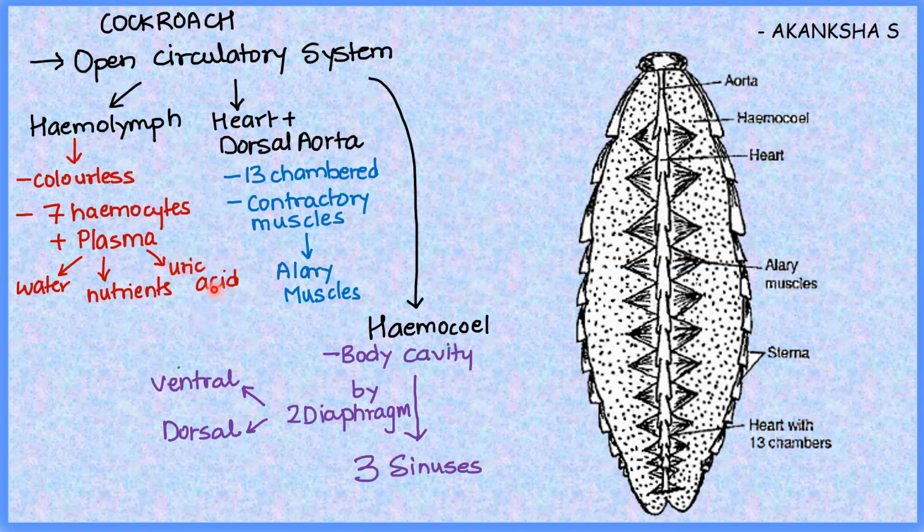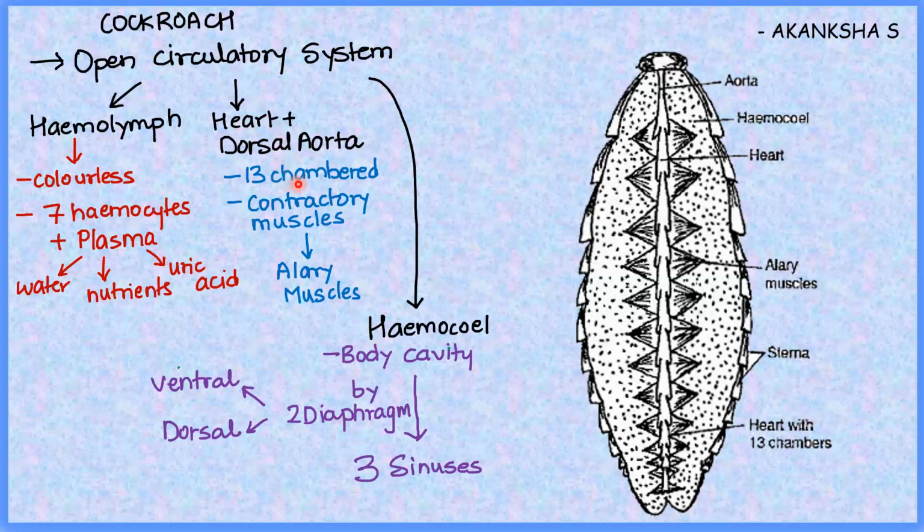There are 3 types of nitrogenous waste that can be excreted. Ammonia: these organisms are called ammonotelic. Next is uric acid, so uricotelic, and another one is urea, so ureotelic. Organisms like cockroaches and insects primarily excrete uric acid, which requires very little water for excretion. That's the reason why.